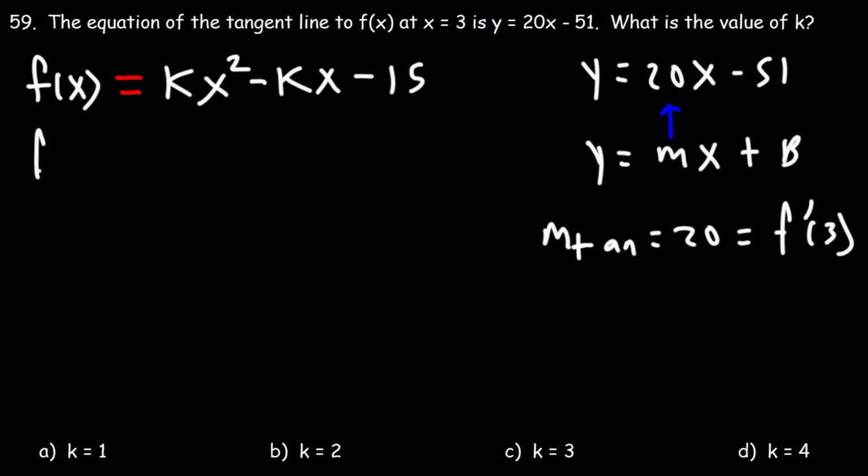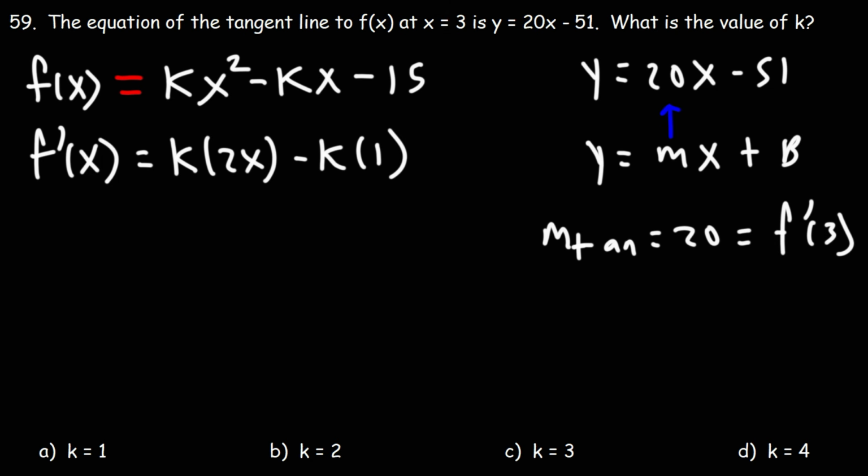So to find k, we need to find f prime of x. The derivative of x squared is 2x, the derivative of x is 1, and the derivative of negative 15 is 0. Now, let's replace x with 3. So this is going to be k times 2 times 3 minus k.